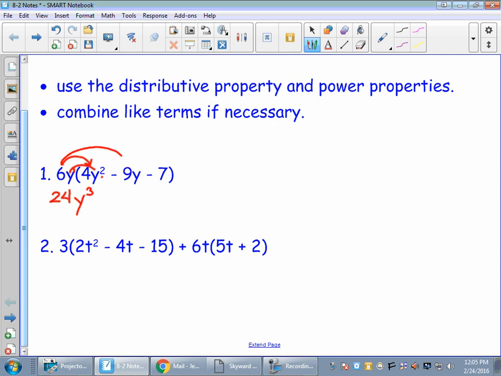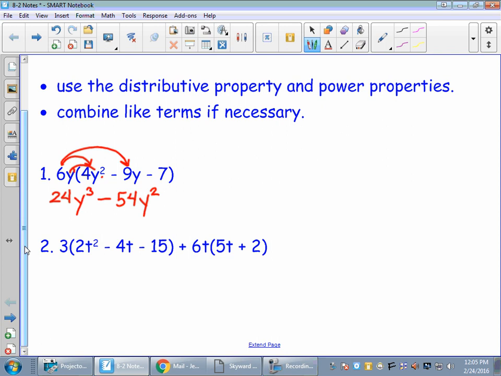And now I'm going to take that 6y. I'm going to extend my arrow to this negative 9y. It's not a 9y. It assumes the sign in front of it. So a positive times a negative is a negative. A 6 times a 9 is 54. And a y times a y makes y squared. And so we're done with the second term.